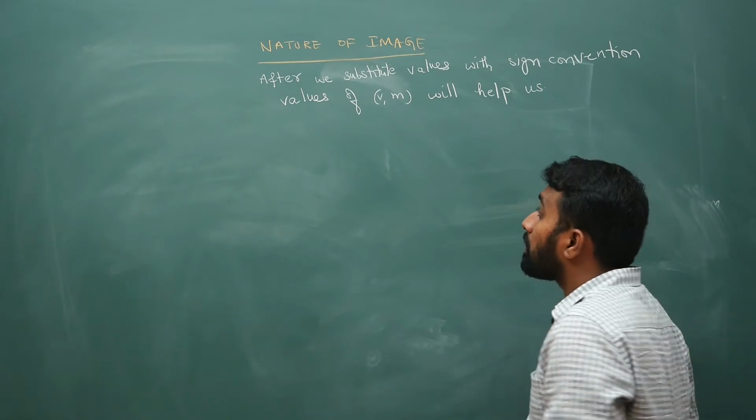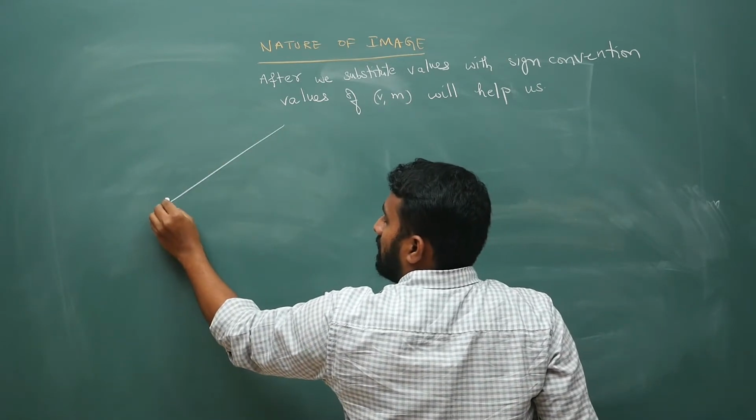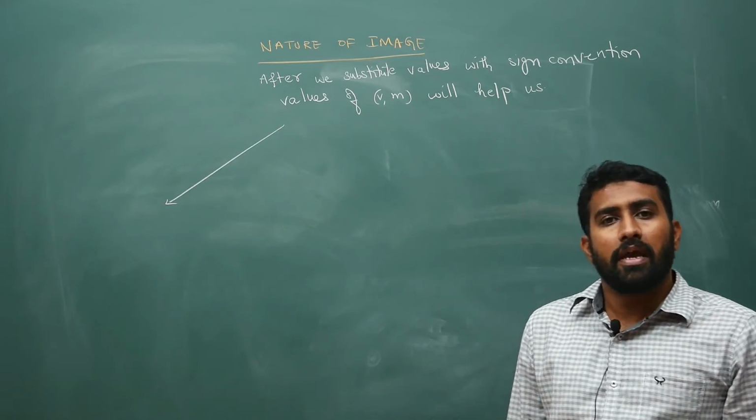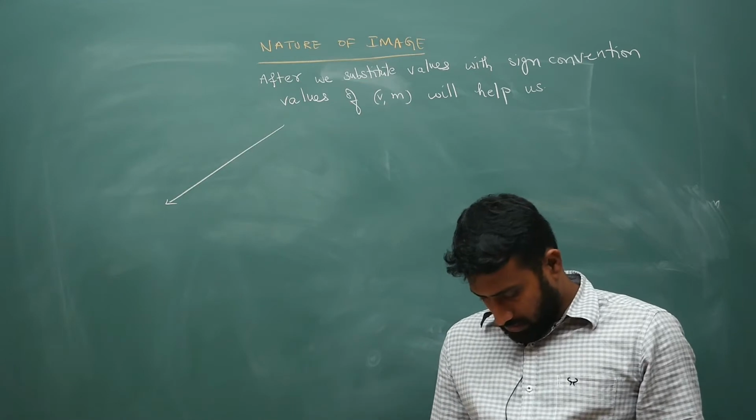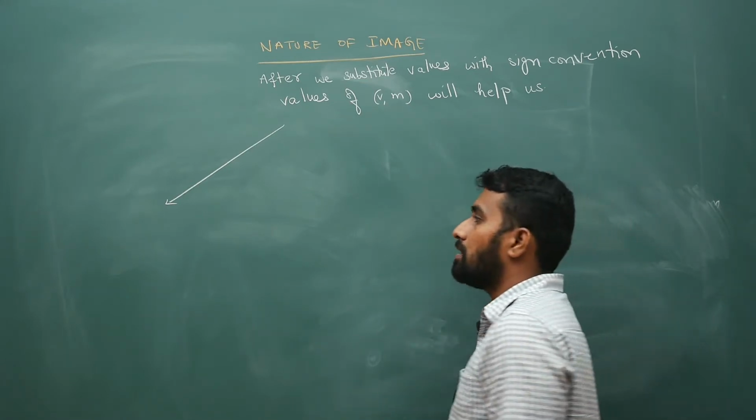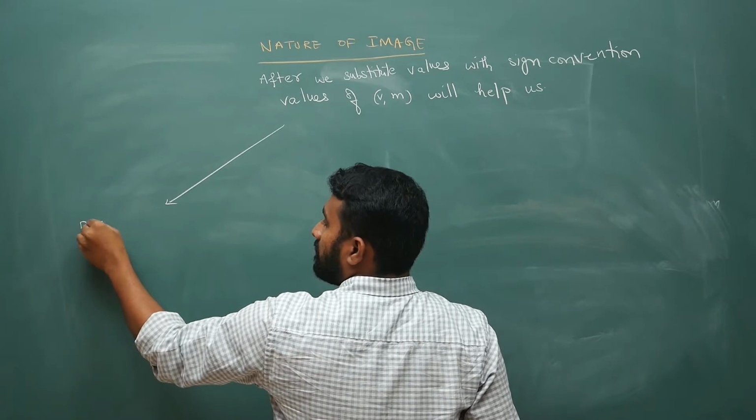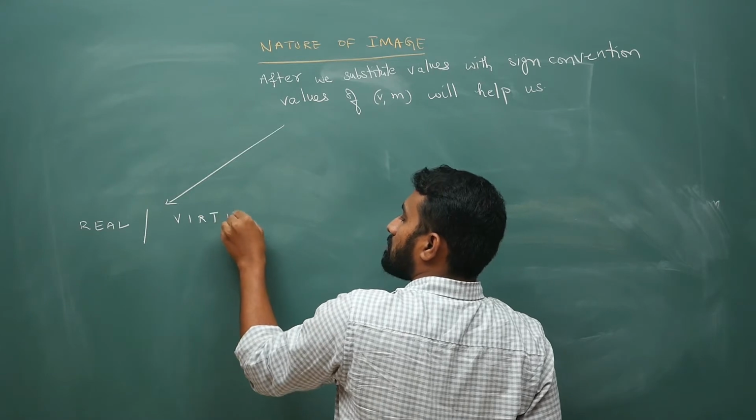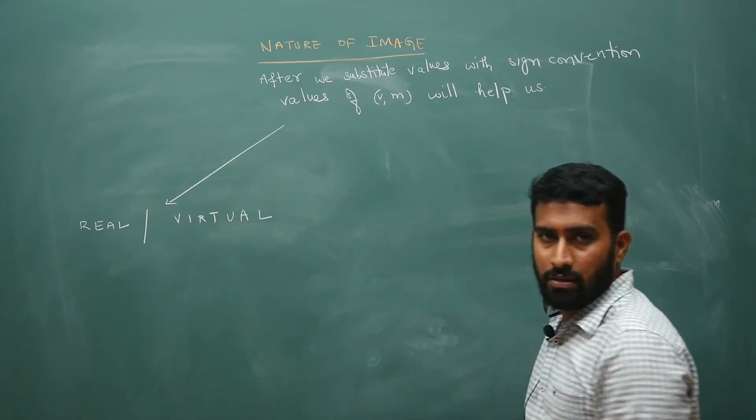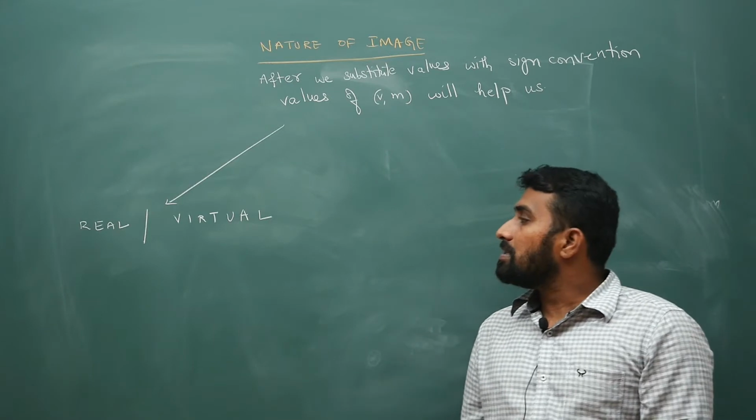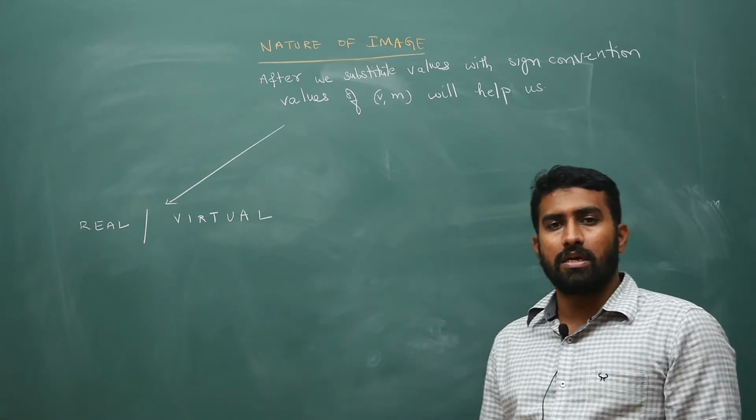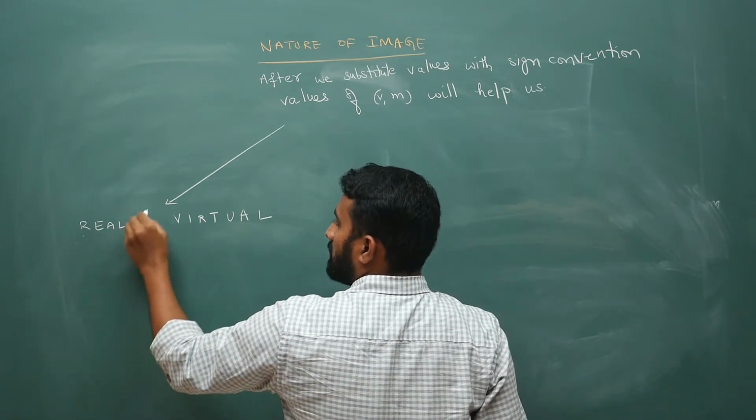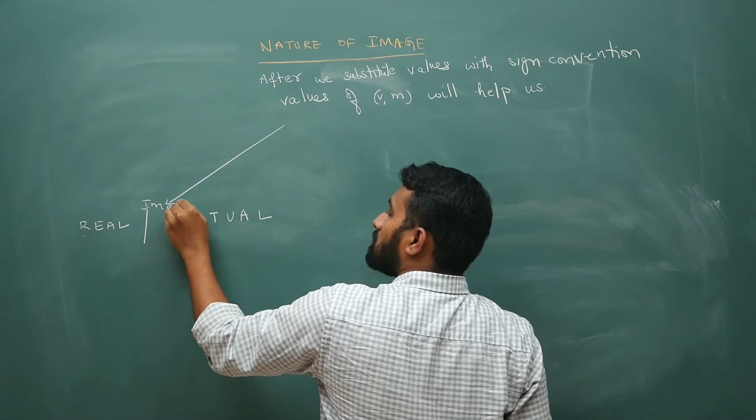So now, first and foremost important thing is, in the nature of image, we should explain whether the image is real or virtual, okay. So first part is whether it is real or virtual image. So how will you decide whether the image is real or virtual? I am talking of image, not the object.